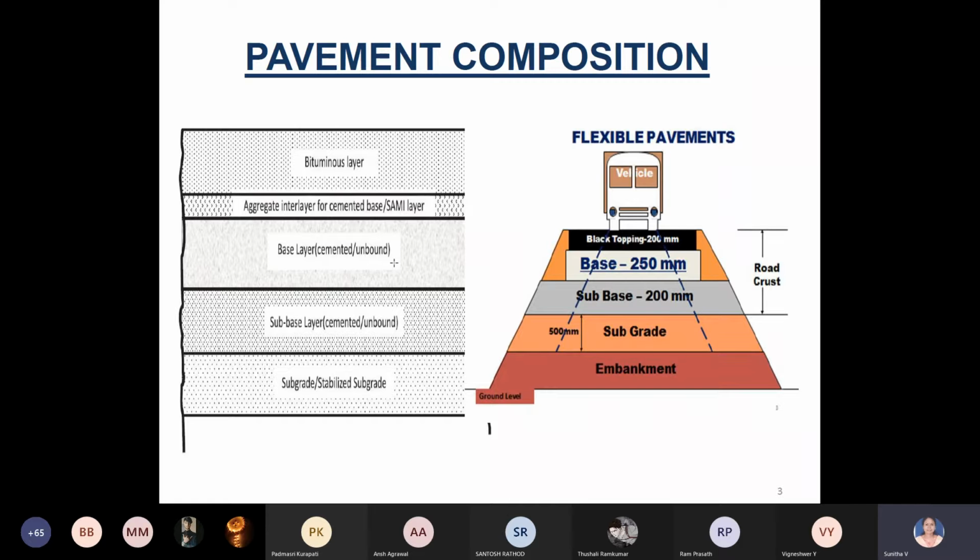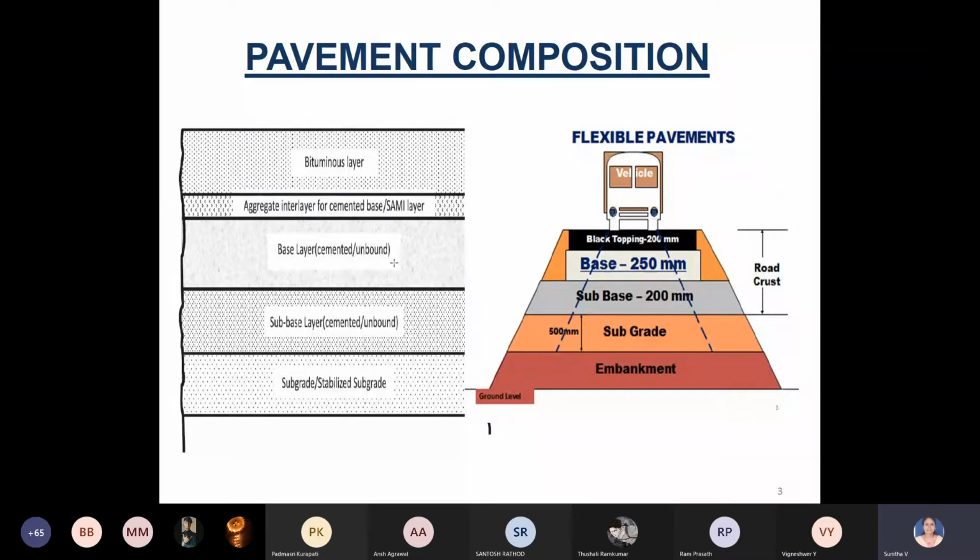Then an aggregate interlayer for a cemented base, or a semi-absorbable membrane interface. Why are you providing it? Suppose you have a cemented base layer or cement stabilized base layer. You know that in cement concrete layers, shrinkage cracks can occur. Even with whatever curing process you are doing, sometimes shrinkage cracks can occur in the cemented layer.